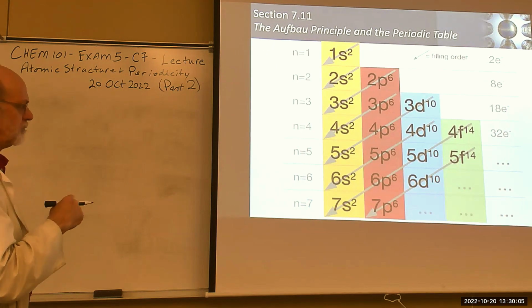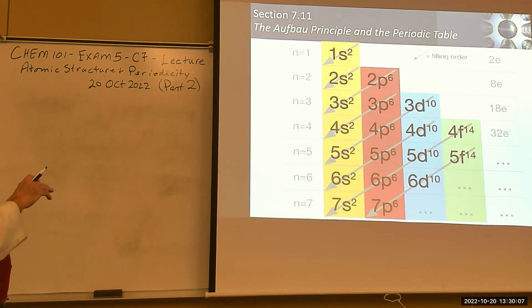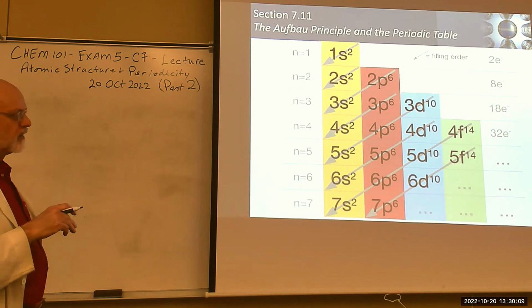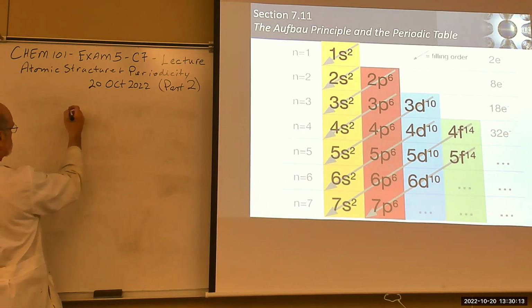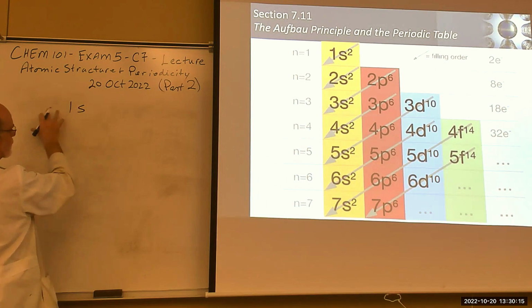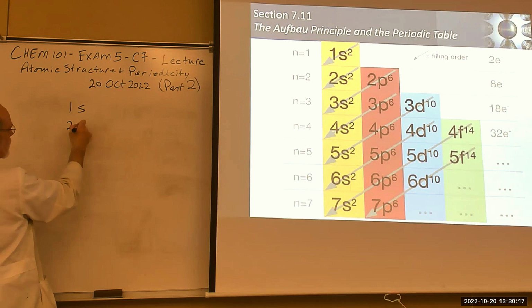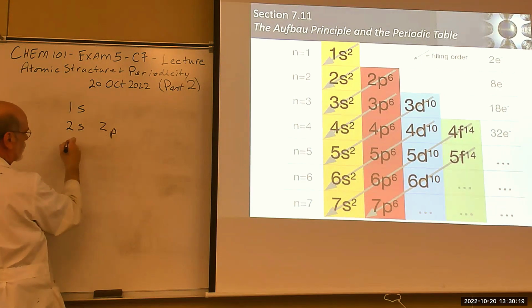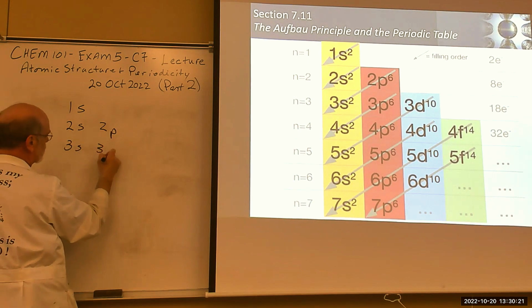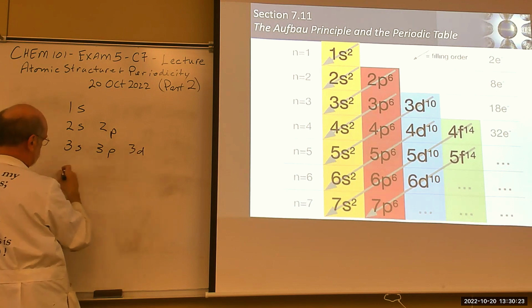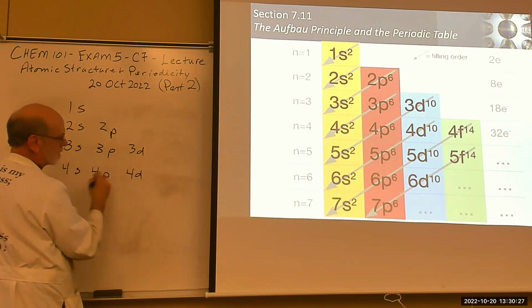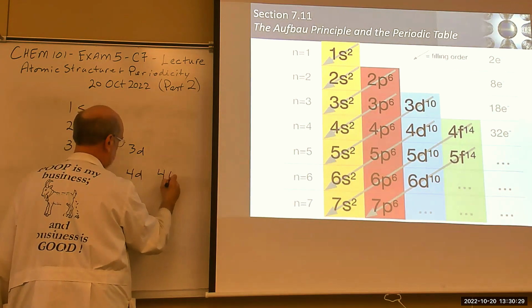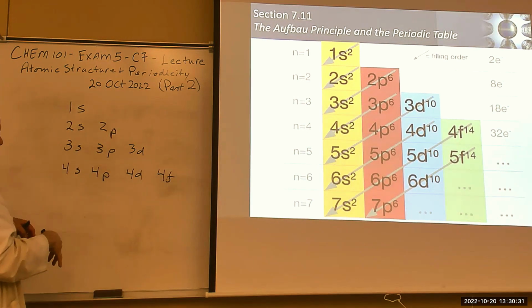Okay. This is one way to do it. If you don't have the periodic table available, or if you just prefer this method, if you write the orbitals, this is the 1 level, it only has s. The 2 level has s's and p's. 3 level has 3s, 3p, 3d, 4s, 4p, 4d, 4f. And you just keep going down.